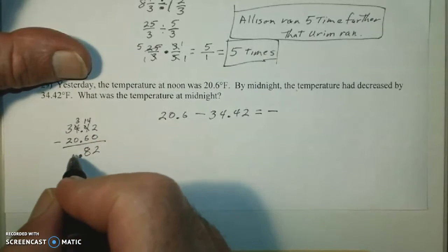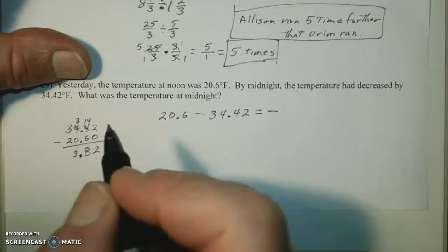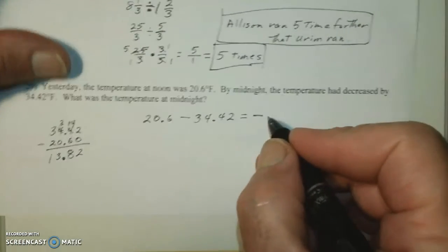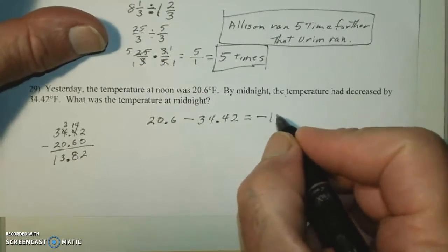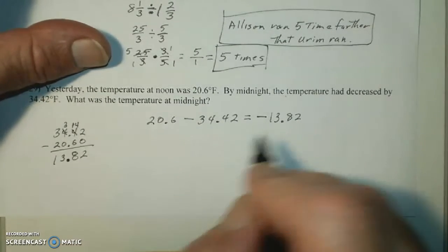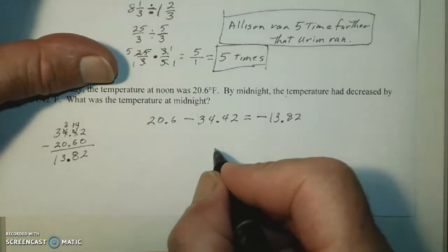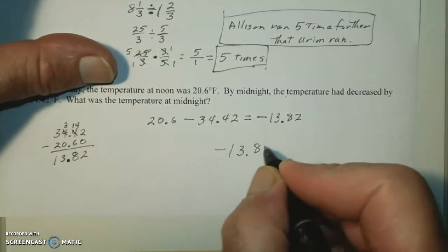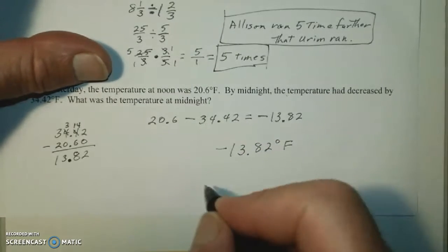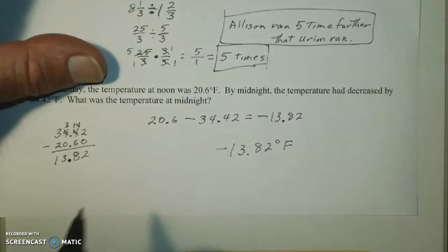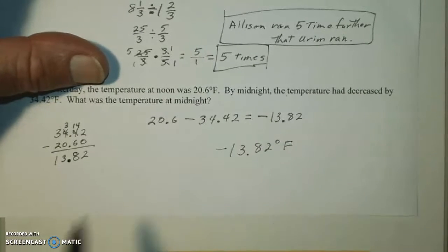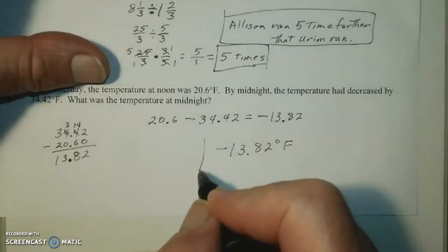Nothing from 3 is 3, and 2 from 3 is 1. So your answer is negative 13 and 82 hundredths. And again, it's a word problem, so let's label your answer negative 13 and 82 hundredths degrees Fahrenheit. That would have been the temperature at midnight. If you wanted to give a sentence, it would be the temperature at midnight was negative 13 and 82 hundredths degrees Fahrenheit.